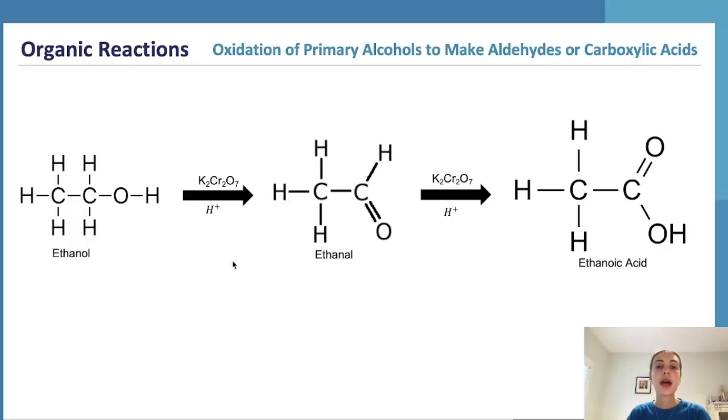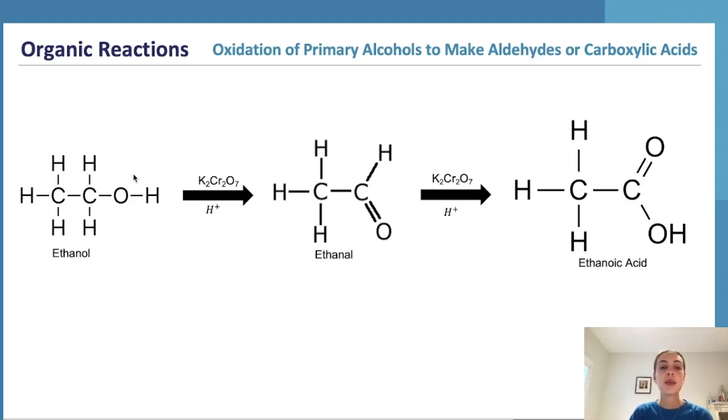The next one we can look at is an oxidation of primary alcohols to make aldehydes or carboxylic acids. So this is a two-step oxidation reaction, and this one occurs only with primary alcohols. There is a separate reaction with secondary alcohols.